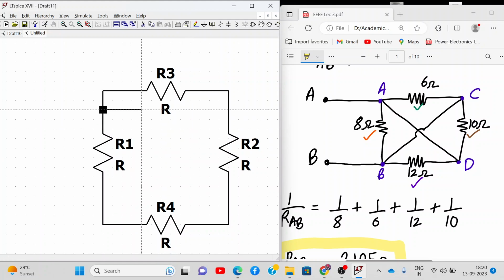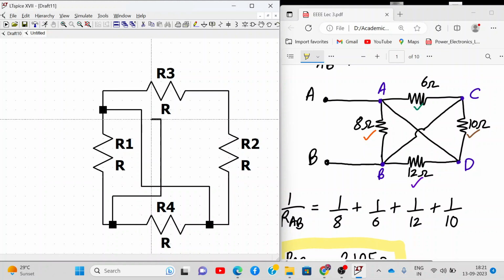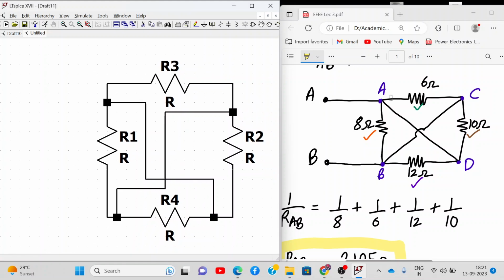So from here it's connected to this point, and from here it's connected to this point. See this cross connection, this connection is not made, because whenever a connection is made, this small square black thing comes. So this is cross coupled, and these are my points A and B. We need to find the equivalent resistance between A and B. This is A and this will be B.